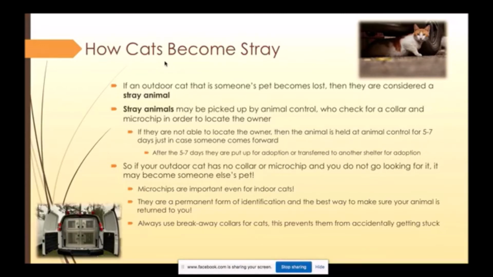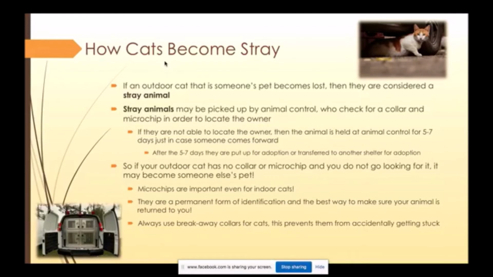And it's really unsafe for cats to be let outside unsupervised. Not only illegal, it's unsafe for the cat's sake. So, just a heads up that if animal control finds your cat, they may end up holding it for 5 to 7 days, and then it could get adopted if no one comes forward.